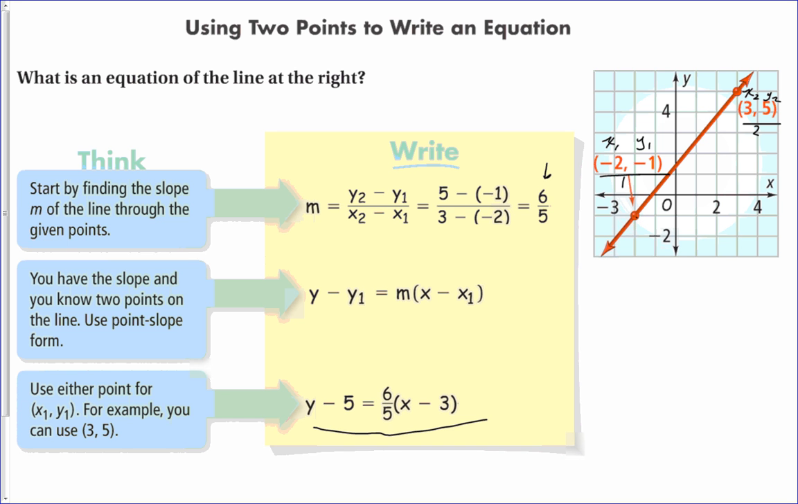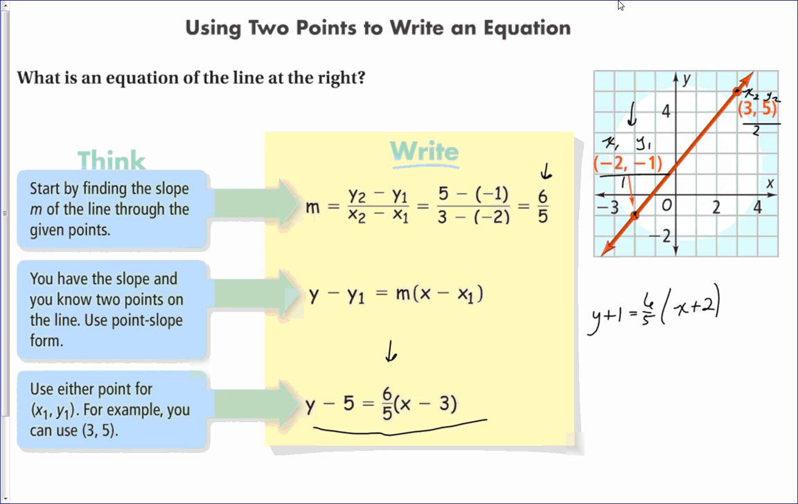You just pick 2 points. In this case, they picked (-2, 1) and (3, 5). You find your slope first, and then you use point-slope form to get your equation. Now, they could have just as easily picked this other point. The equation would look a little different: y plus 1, because it's y minus negative 1, equals our slope 6/5 times x plus 2. Both of these will give you the exact same line. In fact, if you converted them both to slope-intercept form, you would see that they're the same thing.